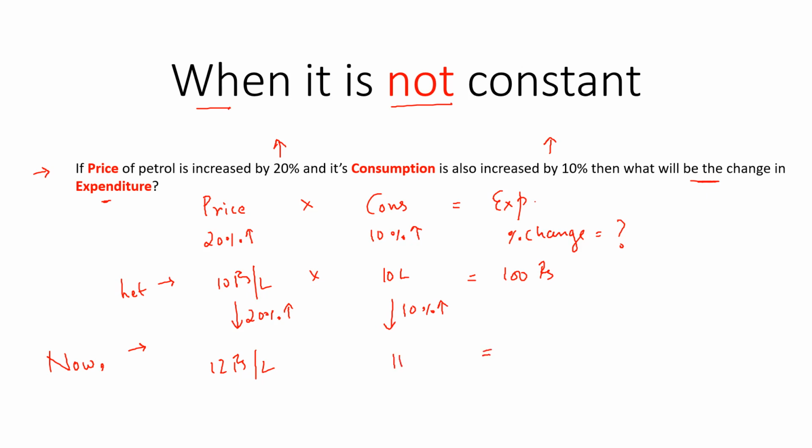So our new expenditure would be 132 rupees. So here we can see that our expenditure has been increased by 32. Therefore expenditure has been increased by 32%.